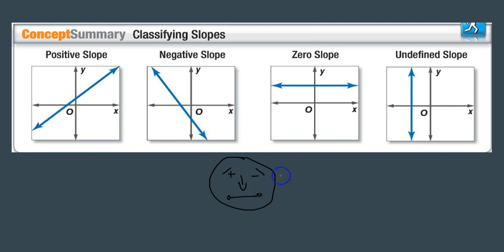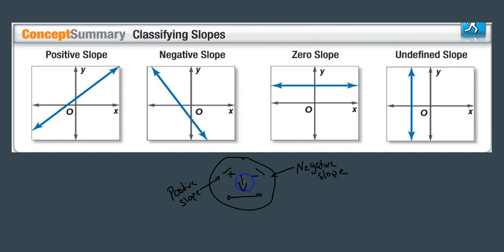Alright, so this is Mr. Slope Guy. So remember we talked about positive slope goes up from left to right, which is why we have this plus. So this is positive slope. Then from left to right, this one goes down, which is shown with that negative sign. The negative slope.